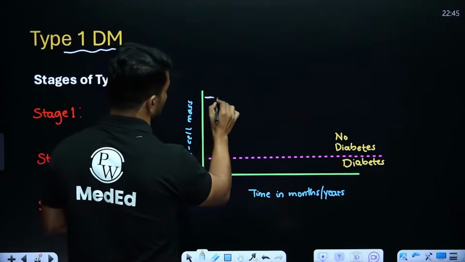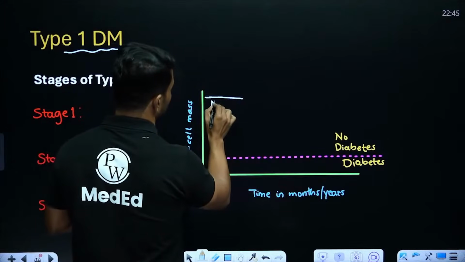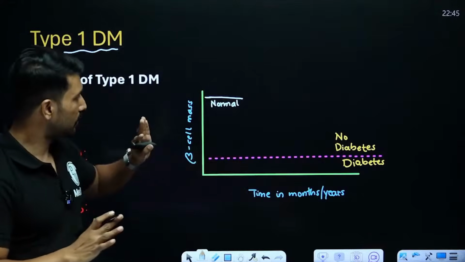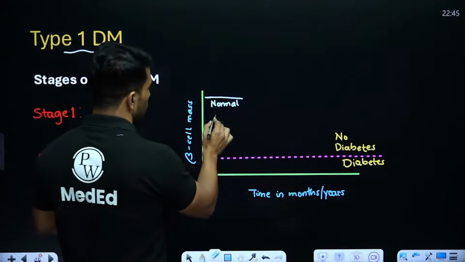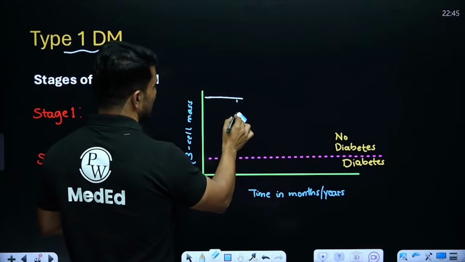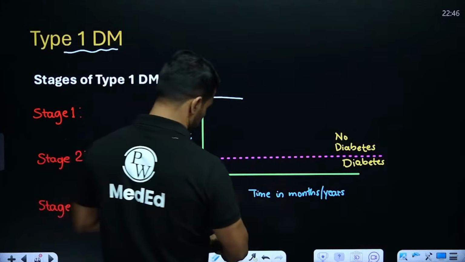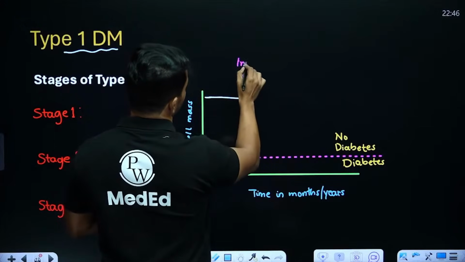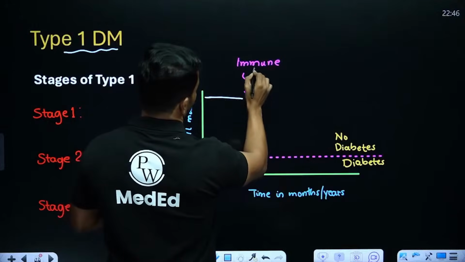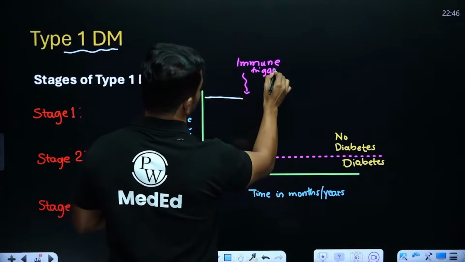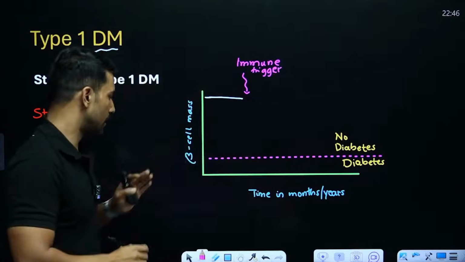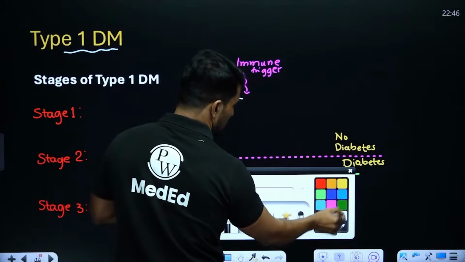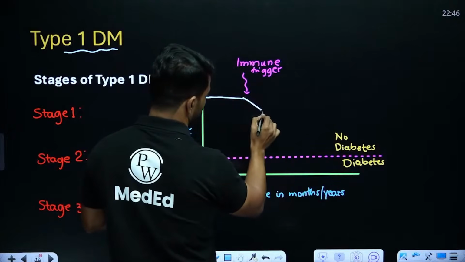High amount of beta cell mass. So that basically means I am right now normal. Beta cell mass is good, no antibodies, nothing, but I have genetic preponderance. So if I have genetic preponderance, some autoimmune trigger. Let us say at this point of time, I got one immune trigger. And once I have an immune trigger, body will start producing antibodies. And once the antibody production happens, they start destroying the beta cells and my beta cell mass starts coming down.